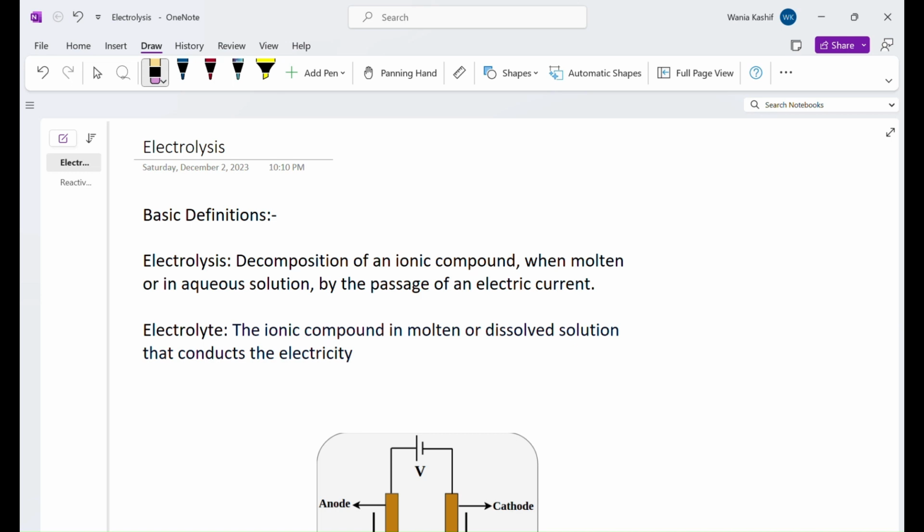Welcome. Today I'm going to be covering electrolysis, which is an essential part for your chemistry IGCSE exam. So let's just dive right into it. Here are some basic definitions.